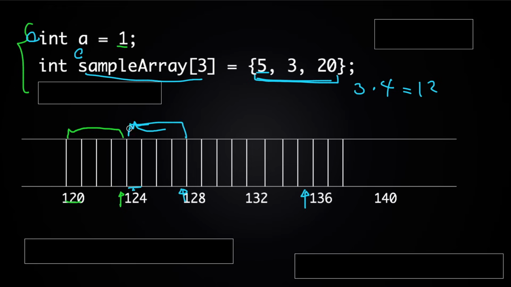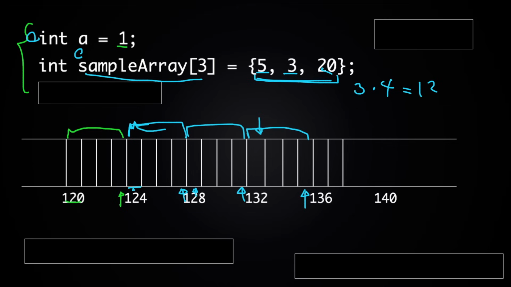127 right here. And the second number 3 will be stored in the 4 bytes right after that, naturally. So that's from 128 to 131. And then 20 will, of course, be stored in the last 4 bytes right here.